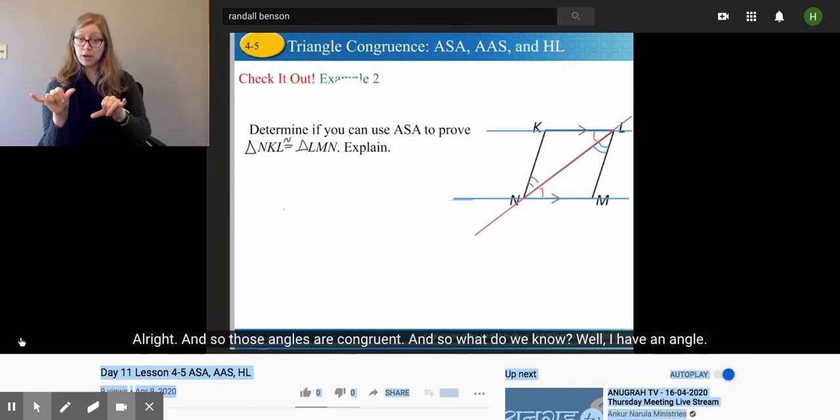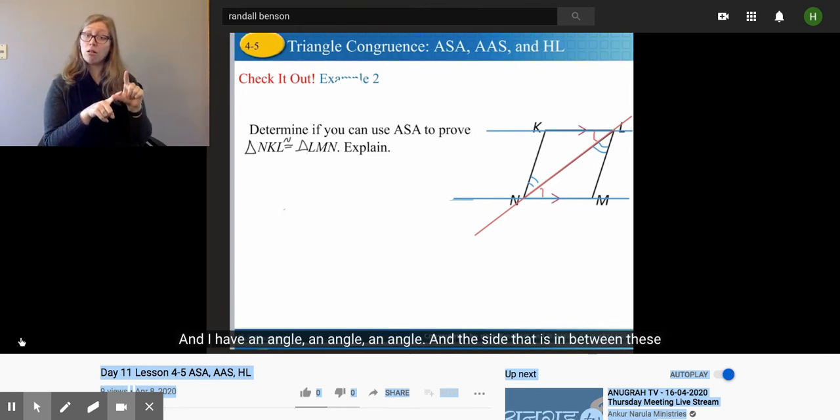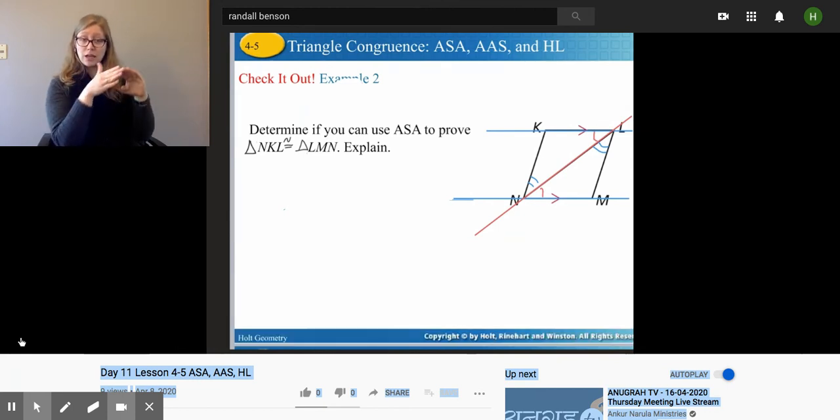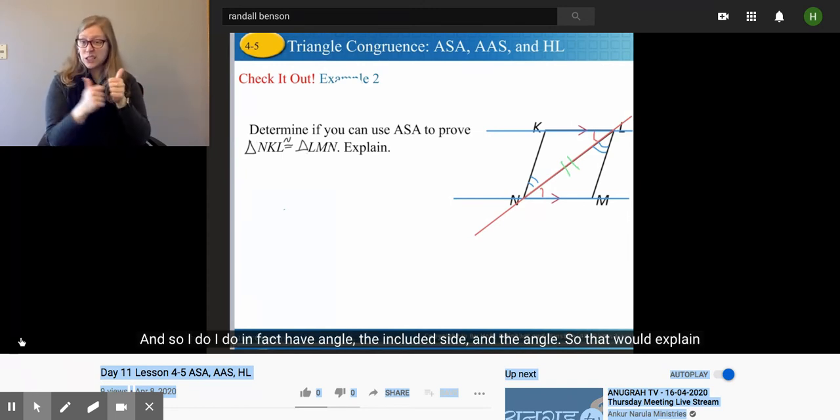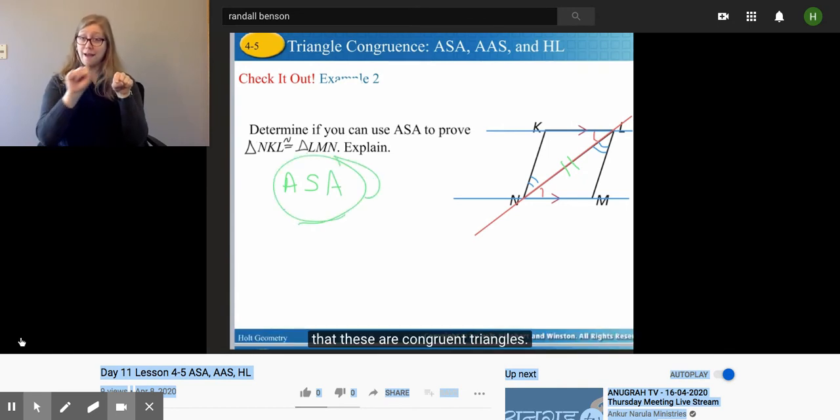And so what do we know? Well, I have an angle, an angle, and the side that is in between these two angles is in both triangles. So it is the same length in both triangles, and so I do in fact have angle, the included side, and the angle. So that would explain that these are congruent triangles.